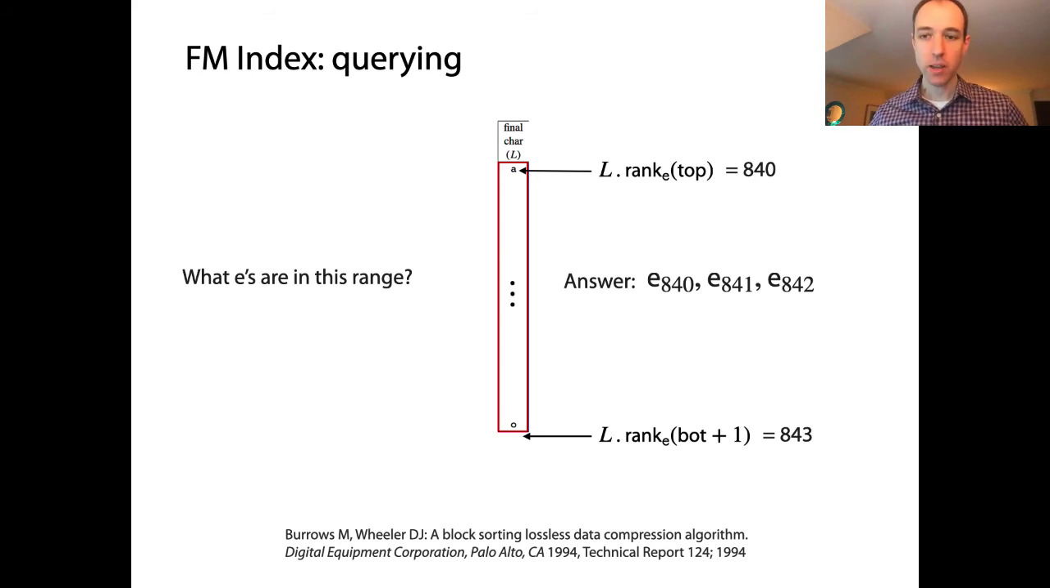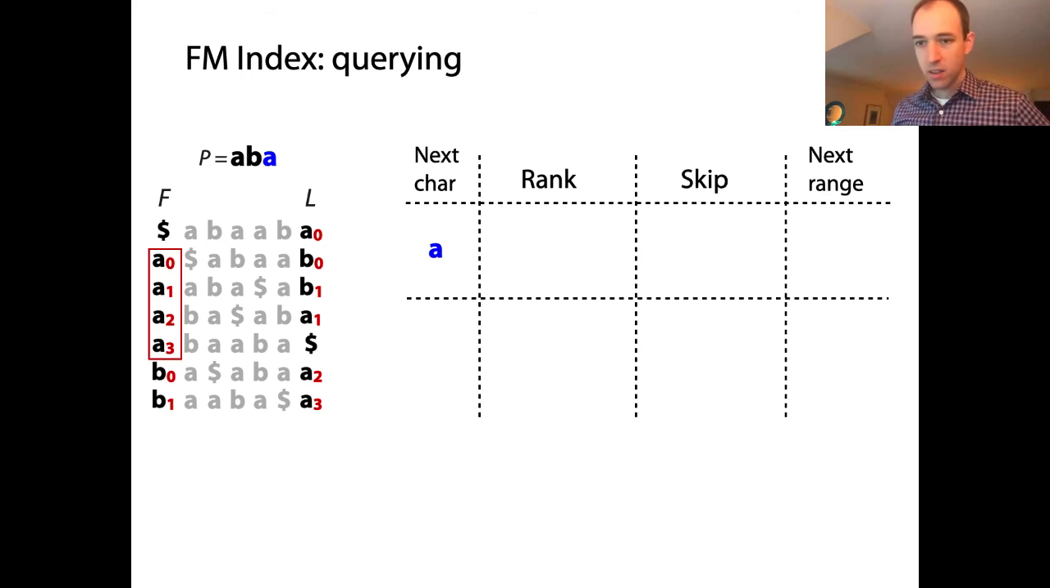Okay, so let's run this process. Let's actually do it for this example. Same example. Let's start by taking the shortest suffix consisting of just A. And in order to figure out which rows start with A, we actually only really need that C array. So I'm going to do all the work here in the skip column, where we use the C array.